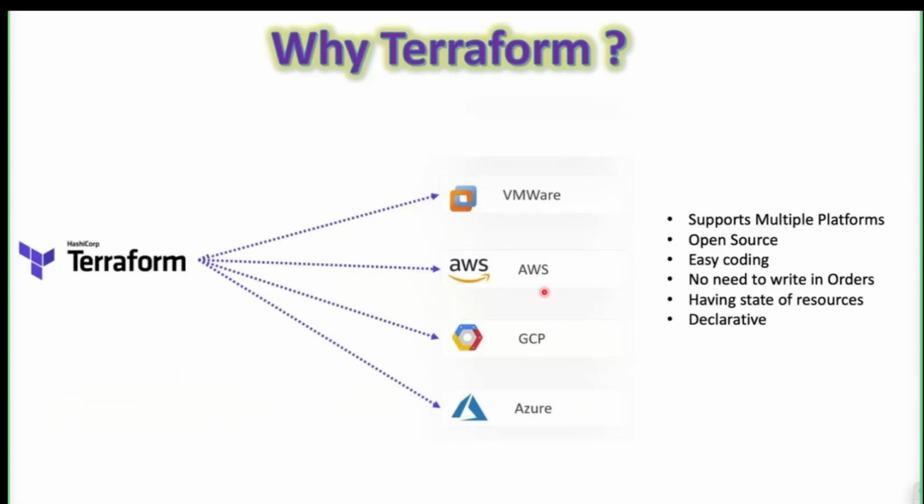Why? Because Terraform is a multi-cloud support tool. Using Terraform, we can create infrastructure on VMware or AWS or GCP or Azure. That is the first point. And the second point, it is open source and it is very easy to write the code. Okay, and no need to write the code in order. Normally, in any programming language, you need to write the code in a specific order so that it will execute step by step. But if you go for Terraform, you don't need to write the code in order. It is very intelligent.